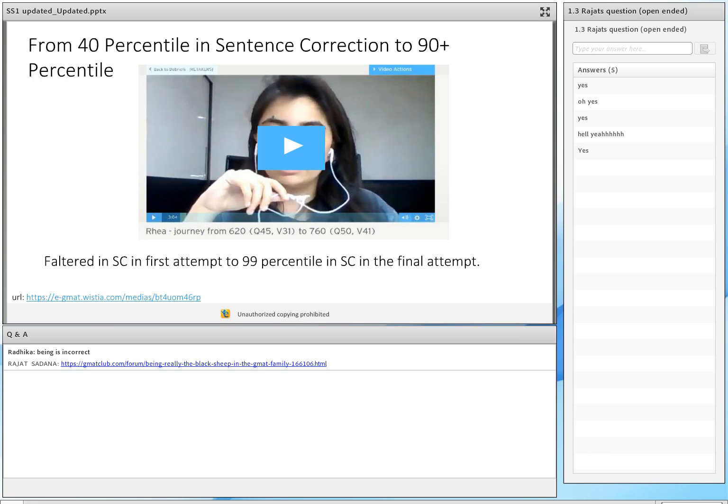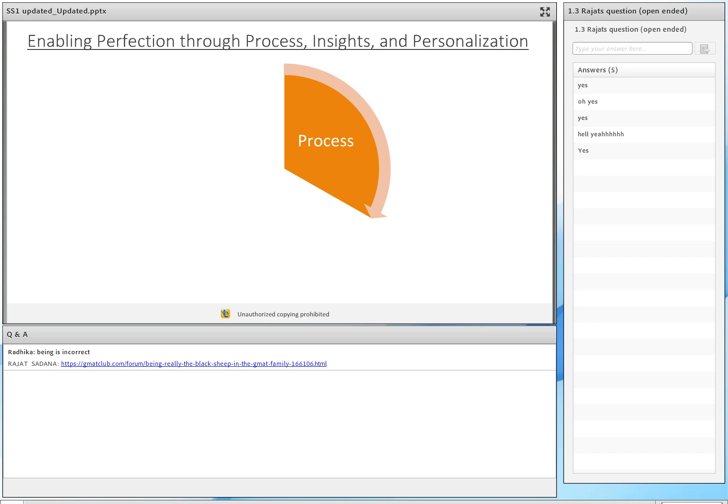Imagine going from the 40th percentile in a V31 to the 99th percentile in a 760 and a V41. That's an amazing improvement. So how does this happen? What are the various elements that lead to that success?